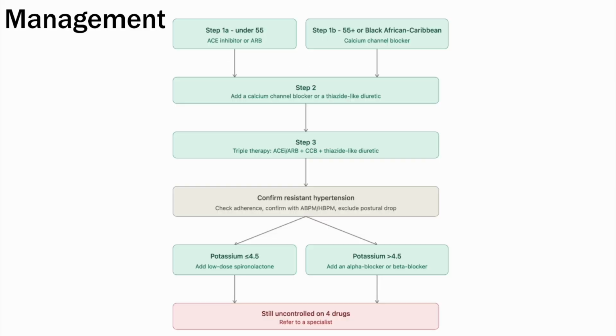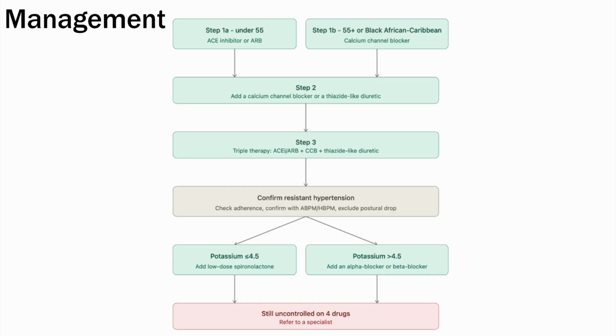Drug treatment for hypertension is guided by age and ethnicity. In patients under 55 who are not of Black African or African Caribbean origin, step 1 is an ACE inhibitor or an ARB, reflecting the RAS-driven physiology typical for this group. In patients 55 or older, or of Black African and African Caribbean origin at any age, step 1 is a calcium channel blocker instead.